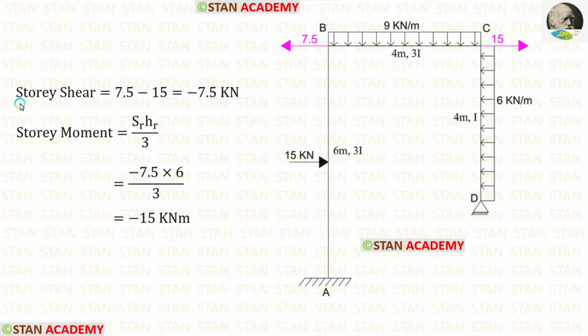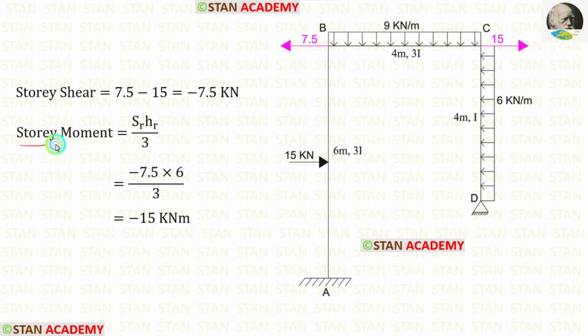Now, let us find the story shear. To find the story shear, we have to add the horizontal reactions at the points B and C. The reaction at point B is acting towards the left side, so it will be positive. The reaction at point C is acting towards the right side, so it will be negative. When we add these two values, we get minus 7.5 kN.